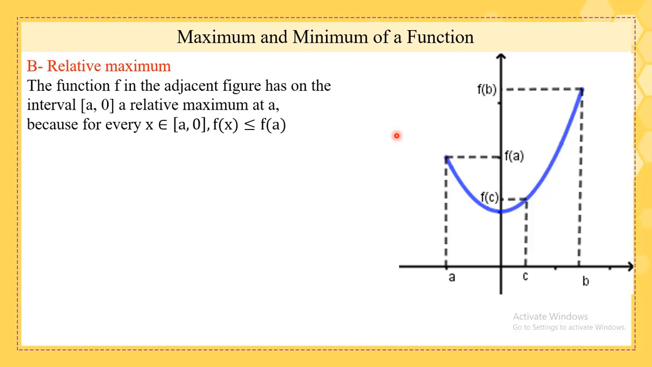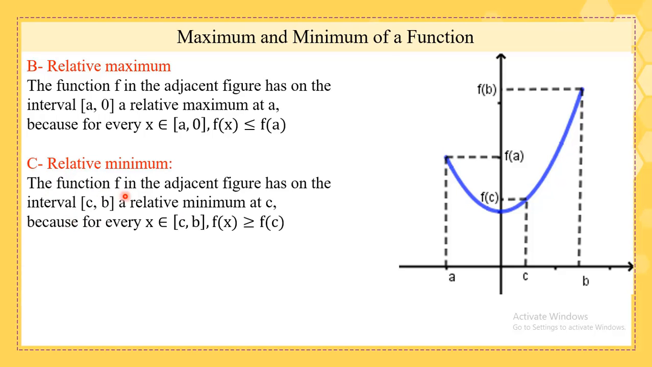Relative maximum. The function f in the adjacent figure has on the interval [a, 0] a relative maximum at a, because for every x belonging to [a, 0], f(x) is less than or equal to f(a).